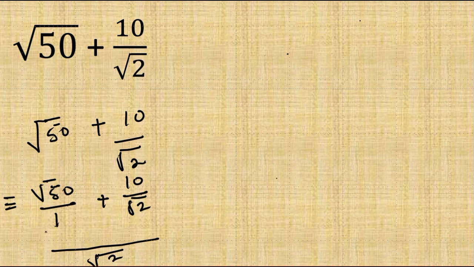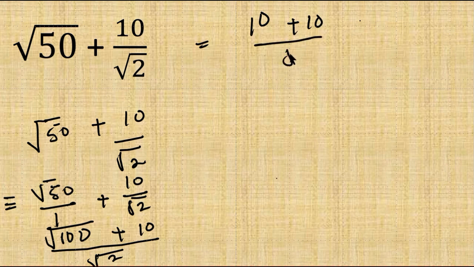Root 2 times 50. That's obviously going to be 100, as a root of 100 plus 10. So this is the same thing as the root of 100. We know the root of 100 is 10, plus 10 over root 2. That's the same thing as 20 over root 2.